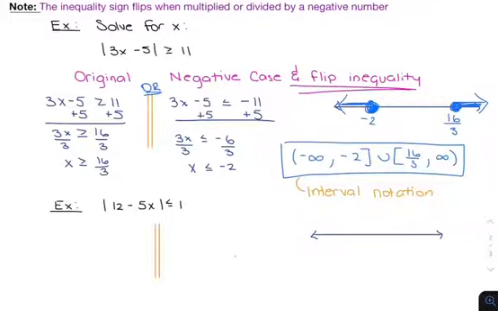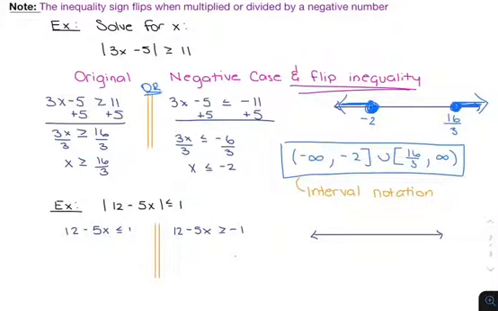So let's try out the next one. Again, we have to write out the inside, so 12 minus 5x, and the original is less than or equal to 1. And for the other case, we have 12 minus 5x, and in this case, we have to flip the inequality because remember, now we're going to make this a negative 1.